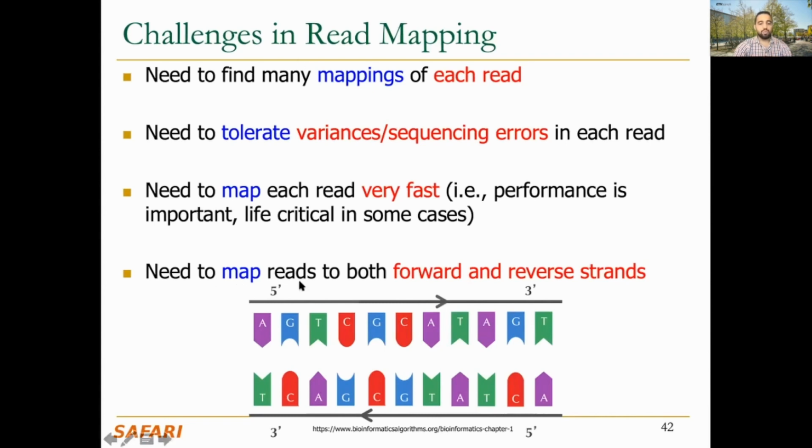And we need to map the reads to both forward and reverse strands because we don't know whether the sequencing is happening to the reverse strand or the forward strand. So we need to consider that while we do read mapping. There are also some other challenges, for example, sensitivity, accuracy, and so on. If you know that a read exists in your reference genome, you should always maintain that information.